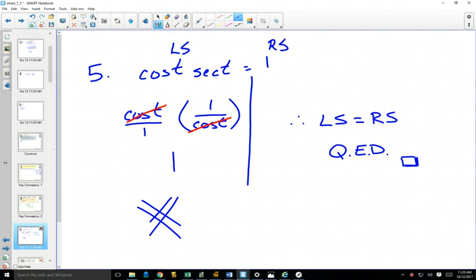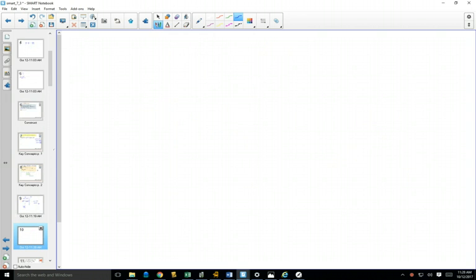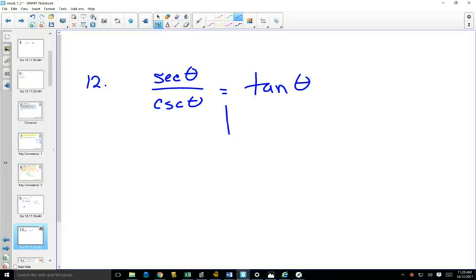Okay, so let's do another one. We're going to skip a few. We're going to do number 12. Number 12 says secant of theta divided by cosecant of theta is equal to tan of theta. This is what we've been asked to prove.